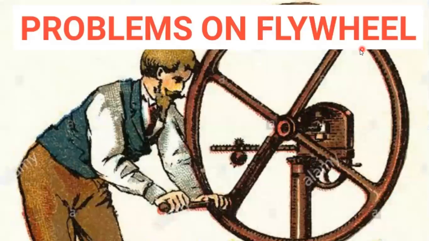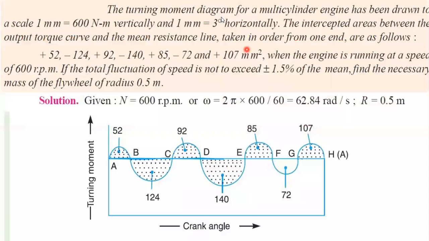In this video, we will be seeing problems on flywheel. So the first problem is: the turning moment diagram for a multi-cylinder engine has been drawn to a scale of 1 millimeter equal to 600 Newton meter vertically. So this is the scale, and 1 millimeter is equal to 300 degree horizontally.